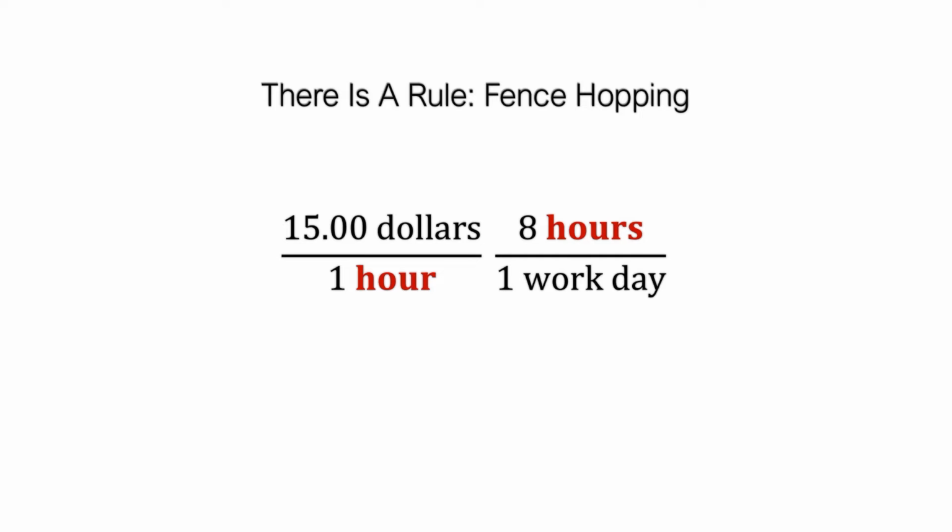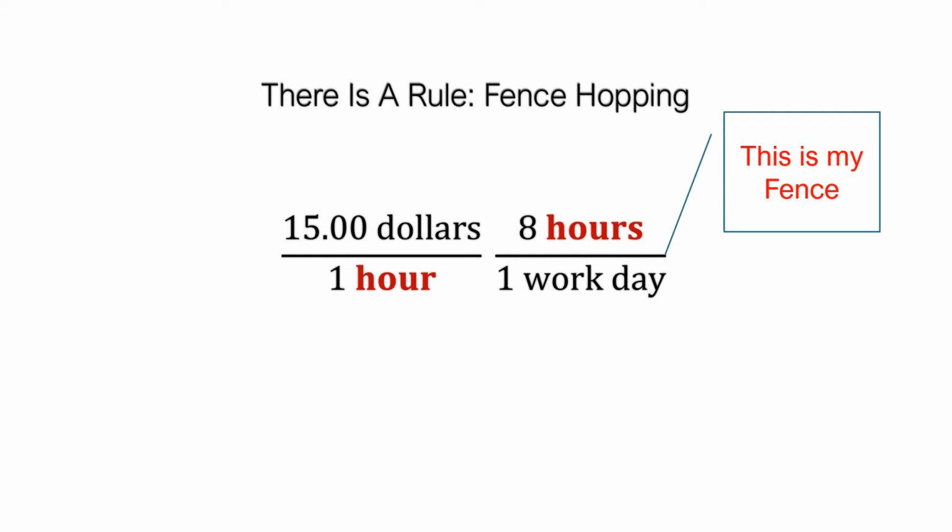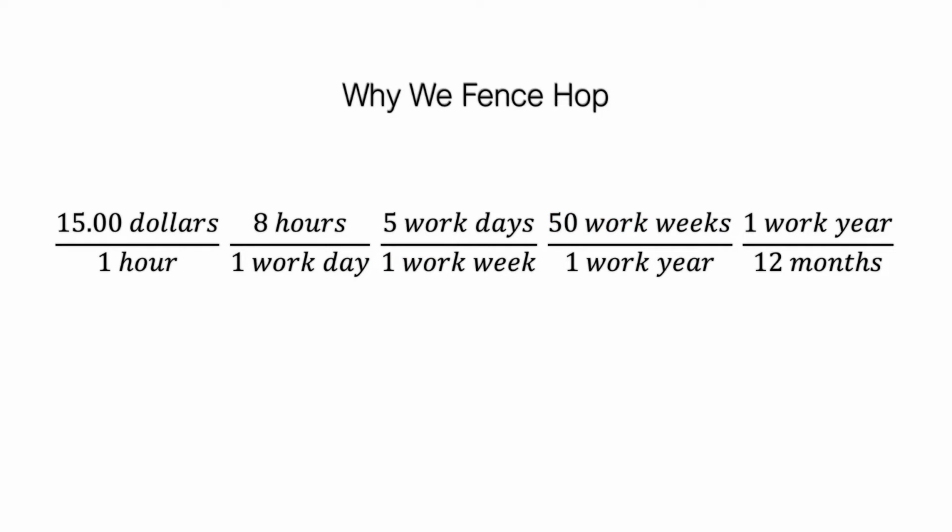Our next fraction is arranged so that it alternates matching units between top and bottom. Our conversion factor, the second fraction, contains hours and work days. The fraction it's bumping up against doesn't have work days, but it does have hours. We do not rearrange the first fraction. That means we have to arrange the second fraction so that hours is on top. What we were doing, I call fence hopping. The fraction line is our fence, and we continually hop units from one side of the fence to the other.